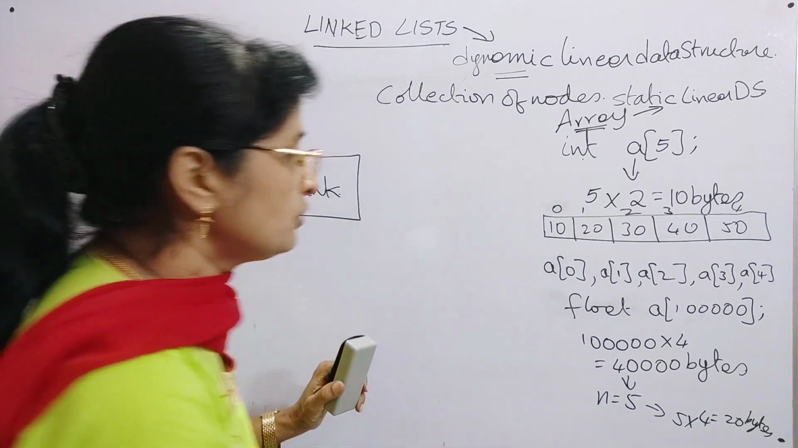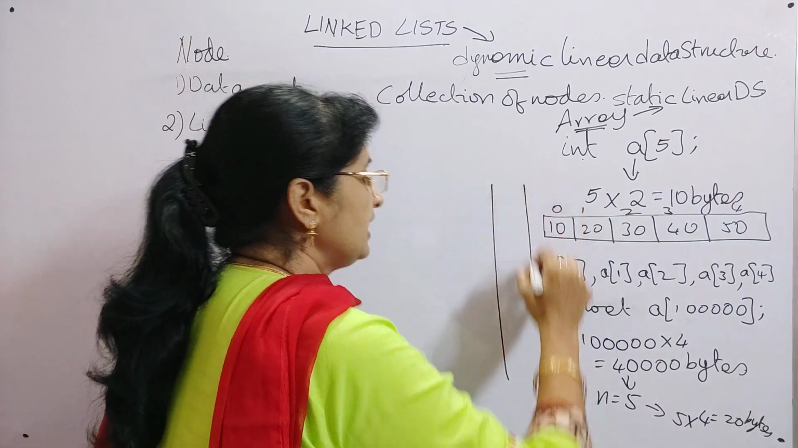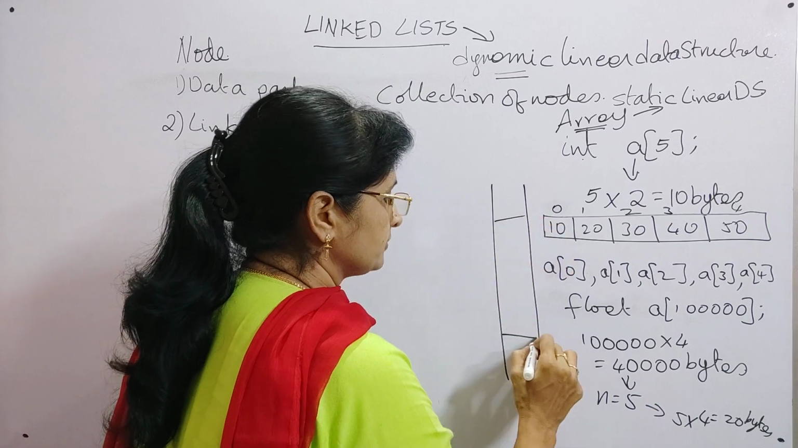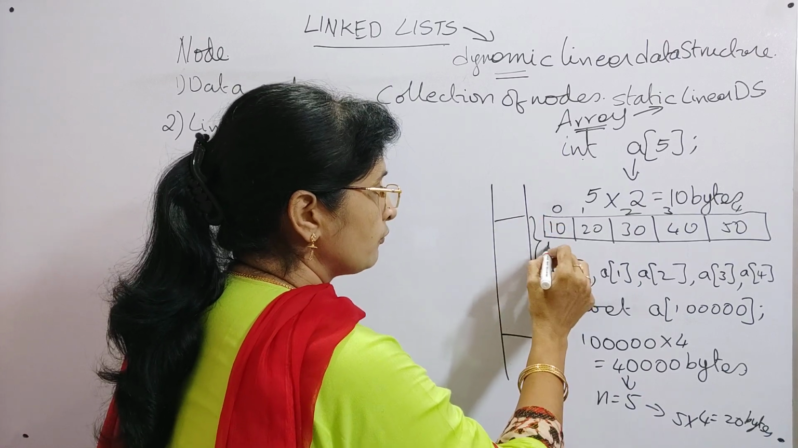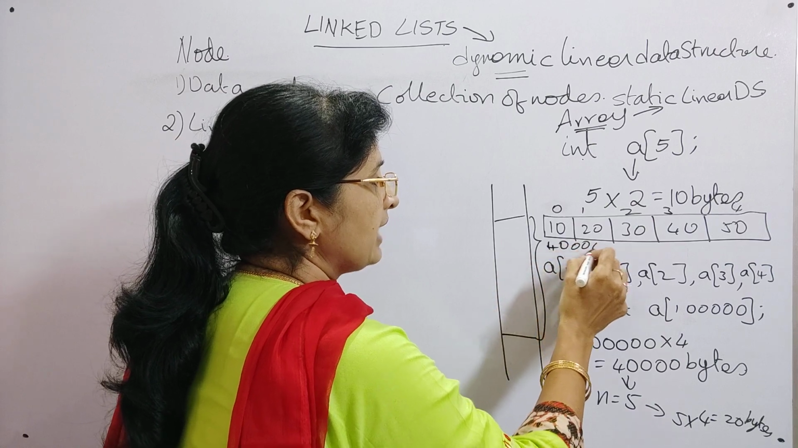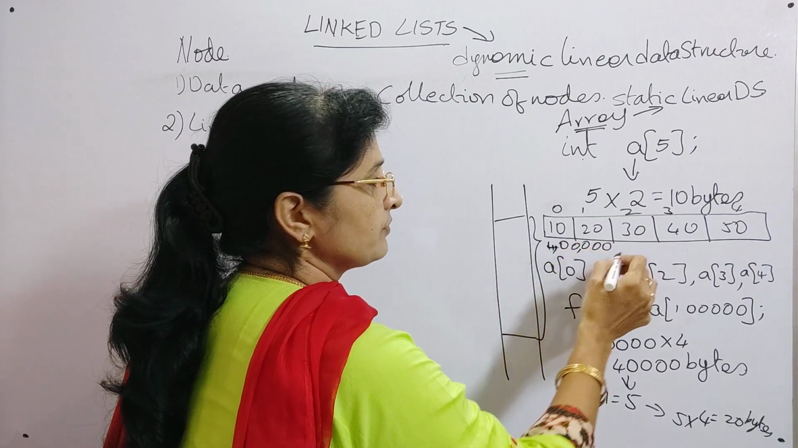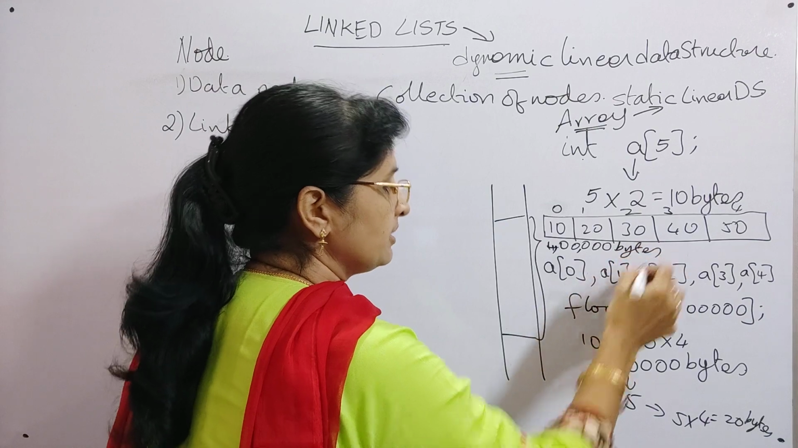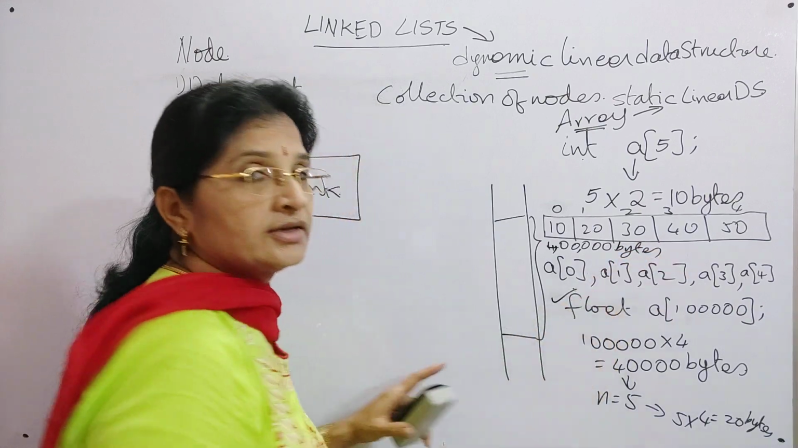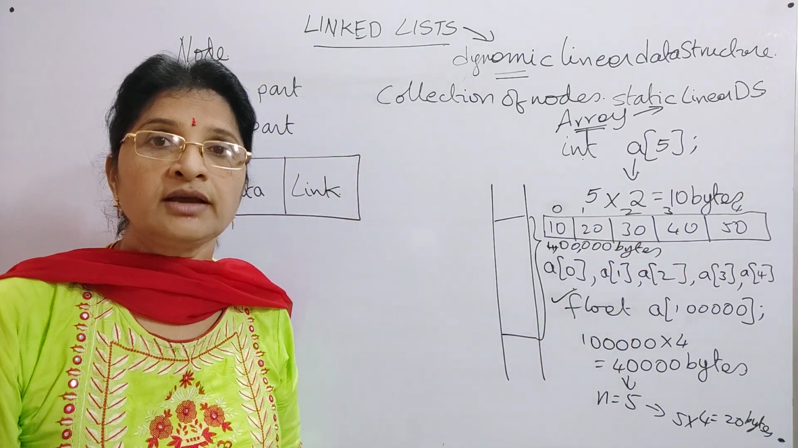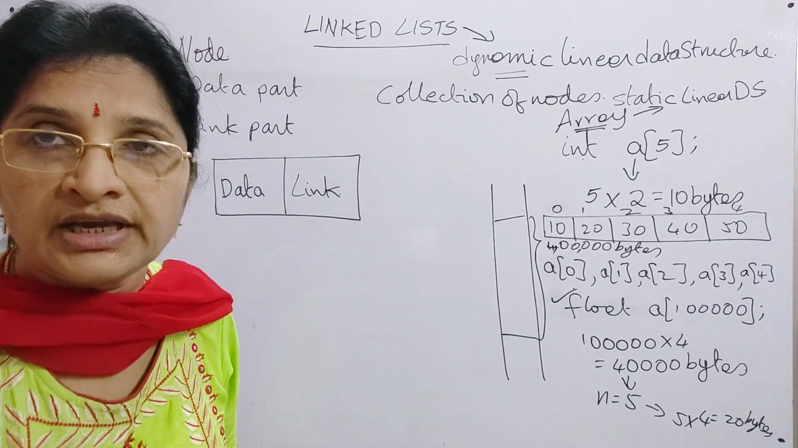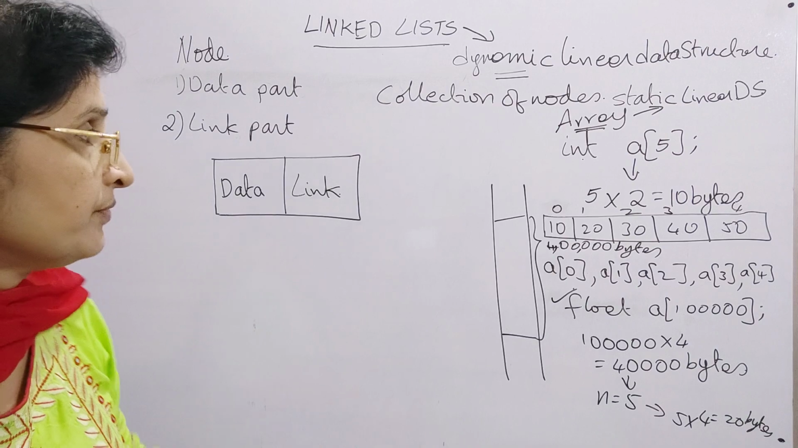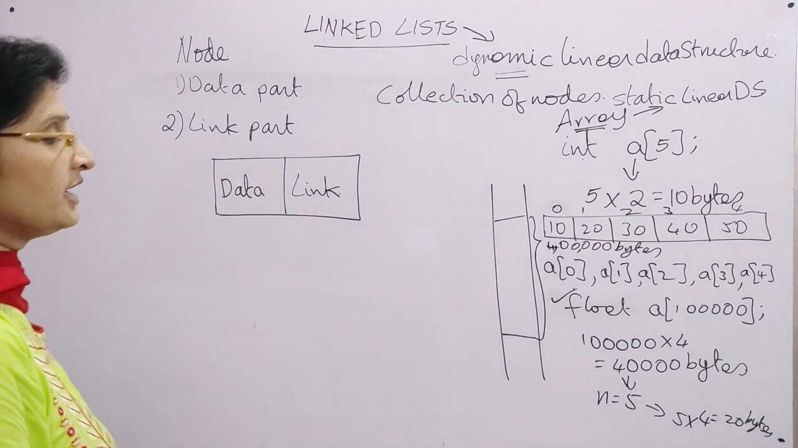And also one more disadvantage is it needs memory in a continuous block. So it needs a block of 4 lakh bytes of memory. Then only it can allocate the memory for this variable A. So that is also a disadvantage of using arrays. All those disadvantages we can overcome in the case of linked list. So see how it can be overcome.